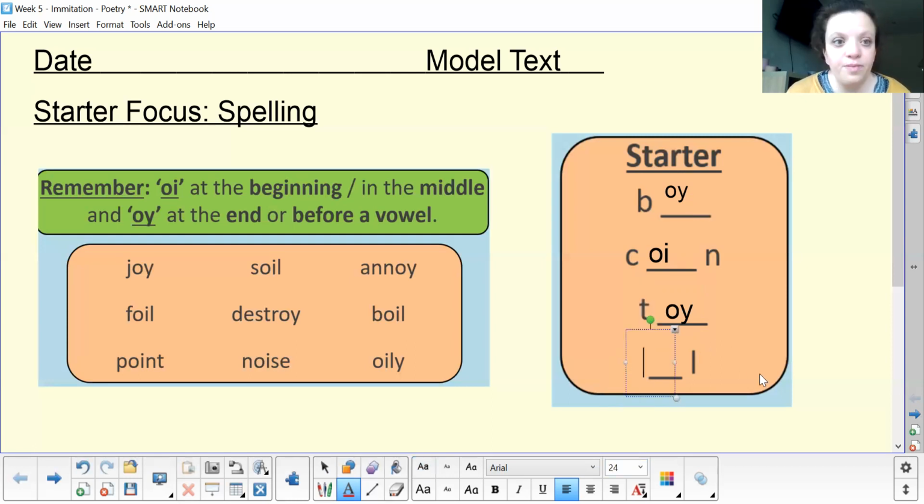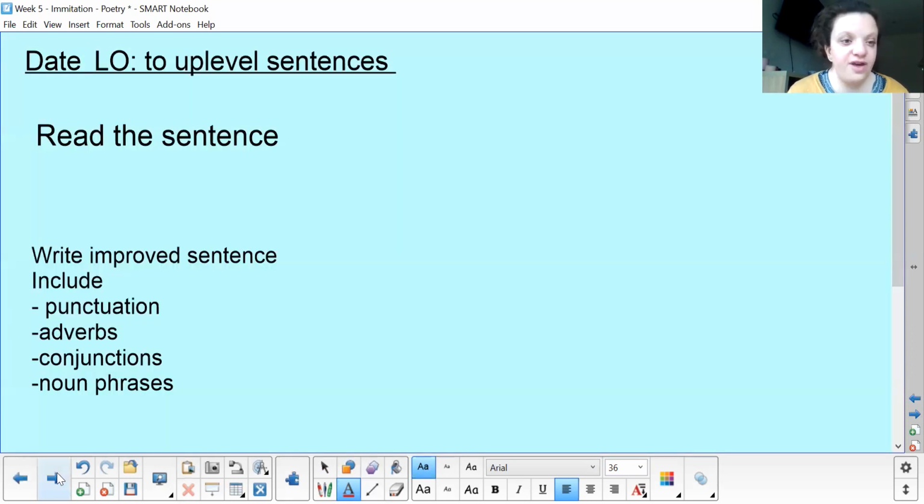And the last word, oil. How are we going to spell oil? It's at the beginning of the word. Which one is it going to be? Write it down now. Off you go. Okay, fantastic. We're going to put our oi in there to make oil. We've got oi at the beginning, and it's because it's at the beginning. Well done. Fantastic if you got all of those right.